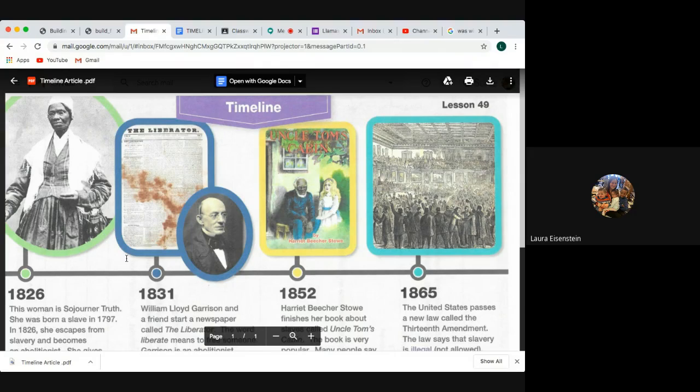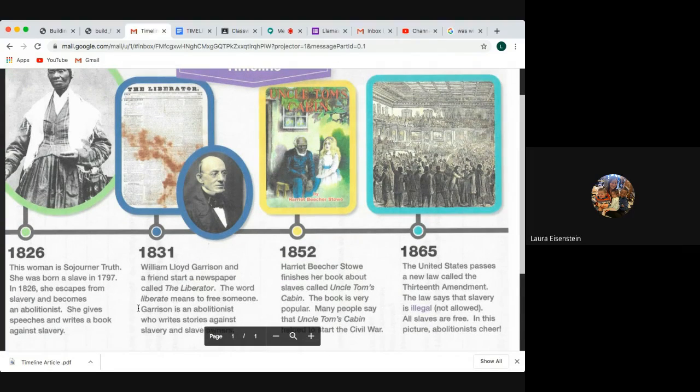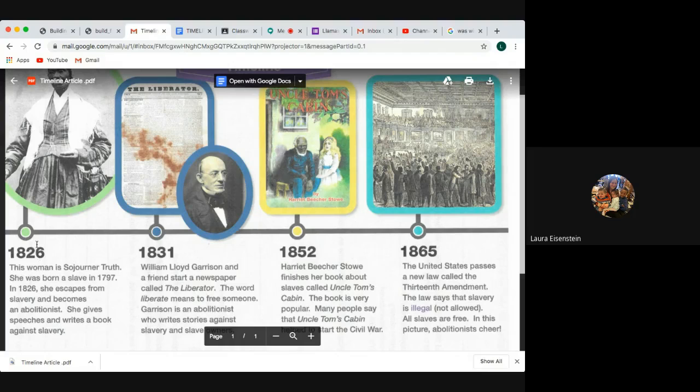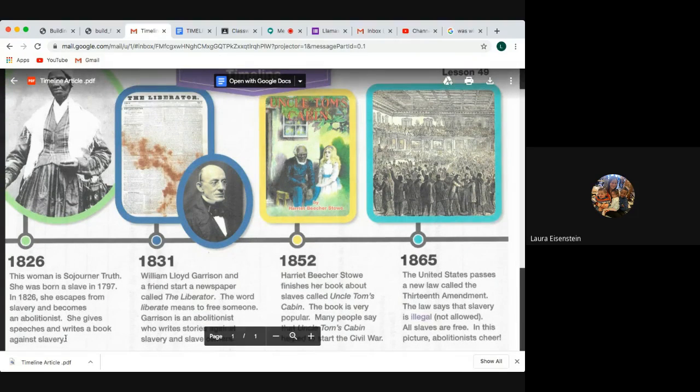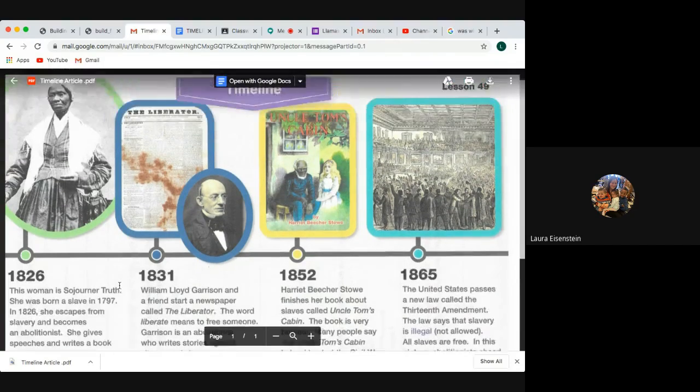Okay, 1826. This woman is Sojourner Truth. She was born a slave in 1797. In 1826, she escapes from slavery and becomes an abolitionist. She gives speeches and writes a book against slavery. So that's why they have the date 1826, because that was the date when she became an abolitionist. And she fought against slavery by giving speeches and writing a book. She wrote a very famous book, Sojourner Truth.